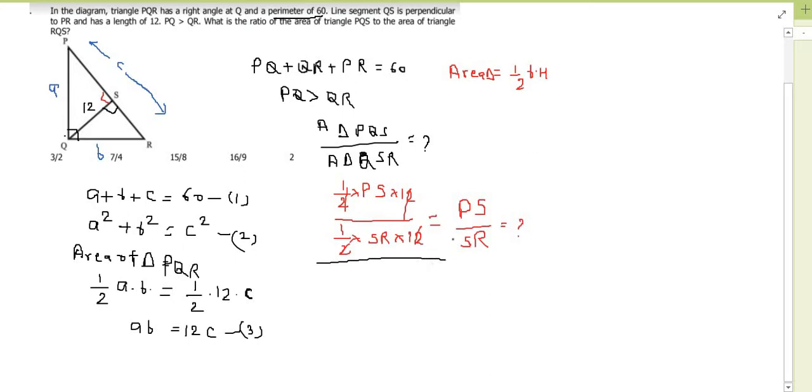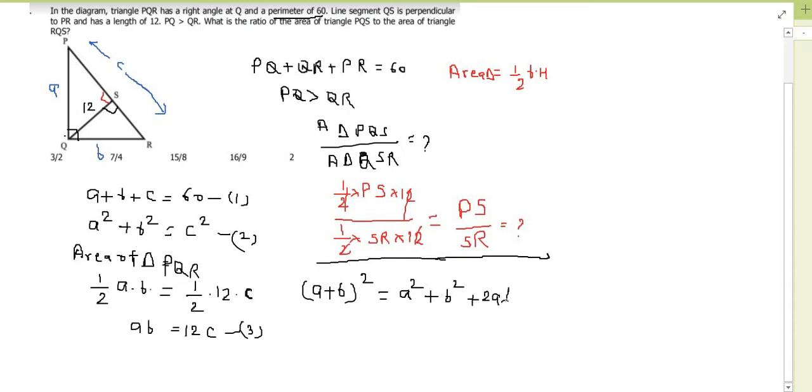Based on my gut feeling, a square plus b square almost looks like a plus b whole square with the 2ab missing. That's really good. So why don't we do this then? A plus b whole square. Let's expand it. So what do you get? A square plus b square plus 2ab. I really like that idea.